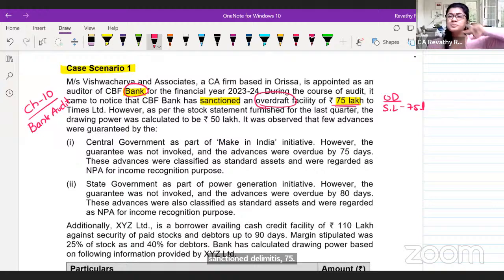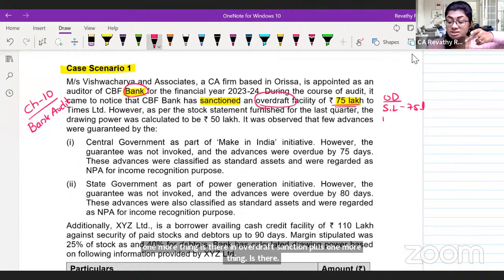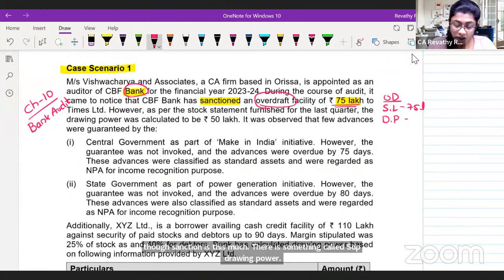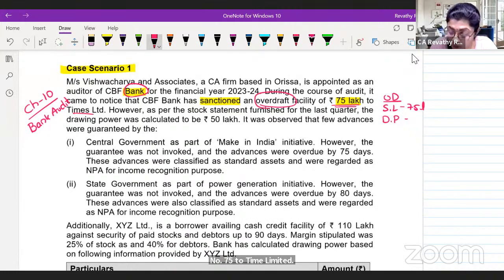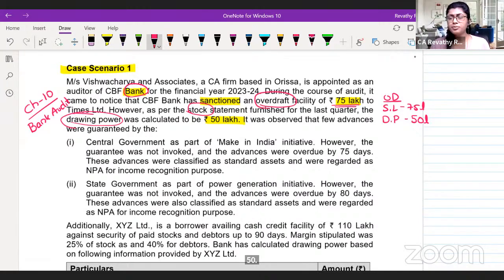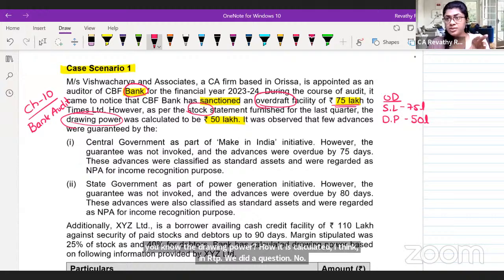And one more thing is there. In an overdraft, besides the sanction limit, even though the sanction limit is this much, there is something called the DP, drawing power. Now, 75 lakhs is the time-limited sanction. However, as per the stock statement furnished for the last quarter, drawing power was calculated to be 50 lakhs. So, how much is the drawing power? 50 lakhs. Do you know how drawing power is calculated? I think in RTP we did a question, no? Inventory adjusted by margin, debtors adjusted by margin.